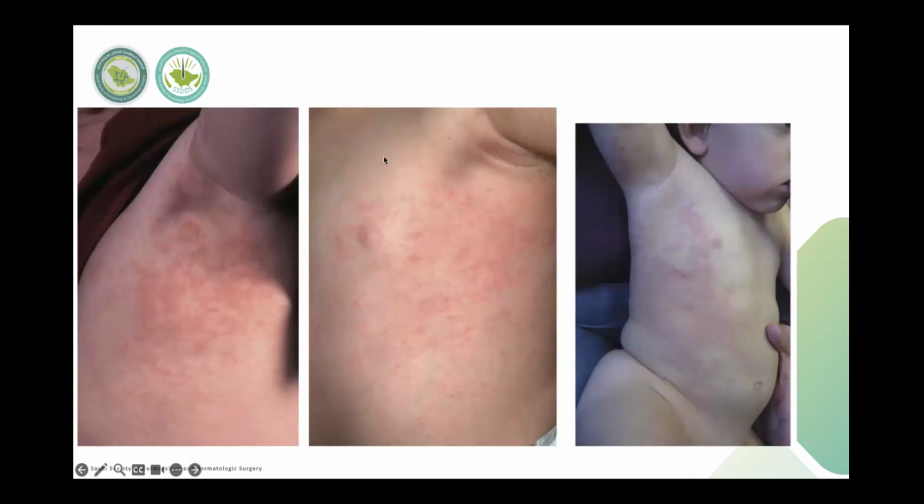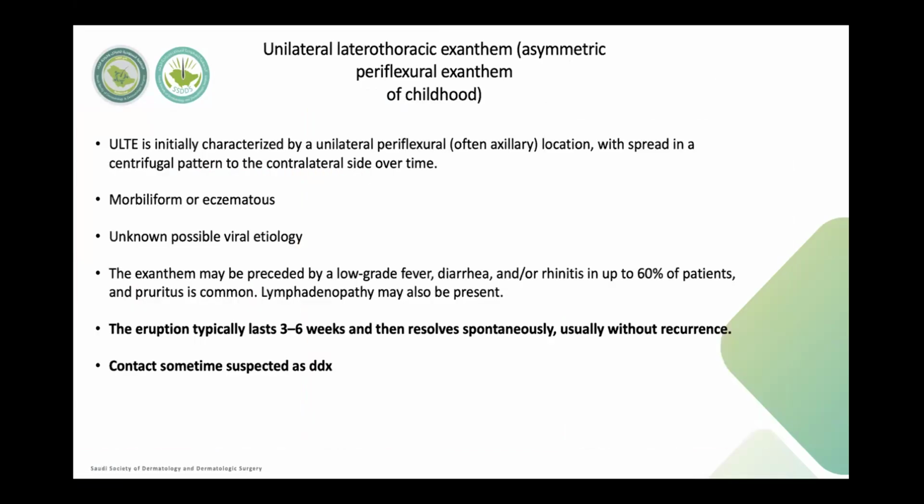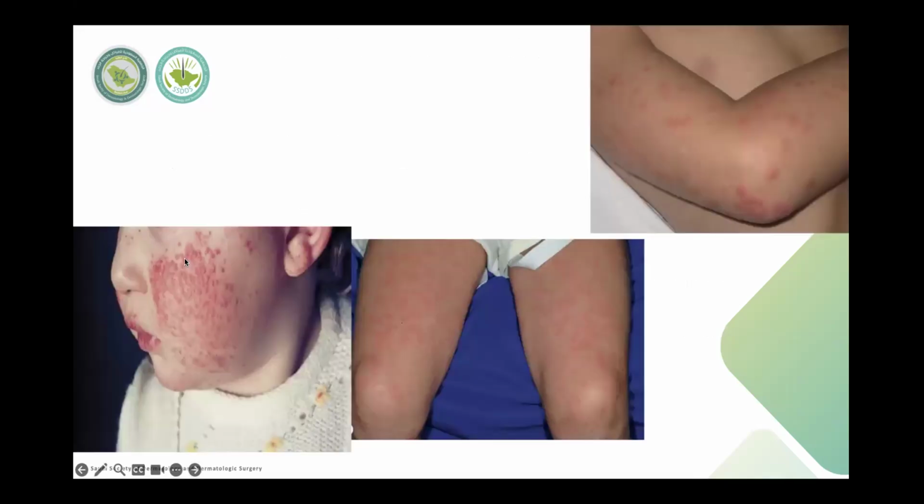This is again another exanthem, probably similar in appearance. What's very characteristic here is that it affects only one side of the body, and then later it might spread. This is called unilateral laterothoracic exanthem. It's very benign and mild. Just to know that it exists, it comes on this side, and then it may generalize, usually lasts for a few weeks, and then it goes away. One of the important differential diagnoses, because it can present as an eczematous rash, is contact dermatitis.